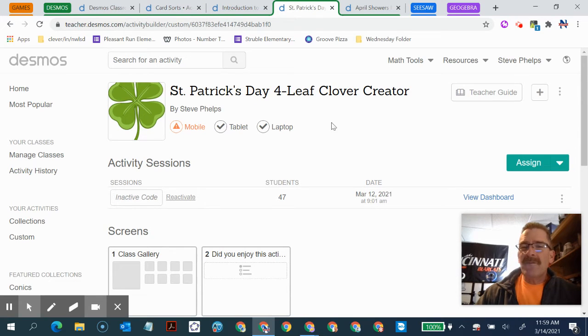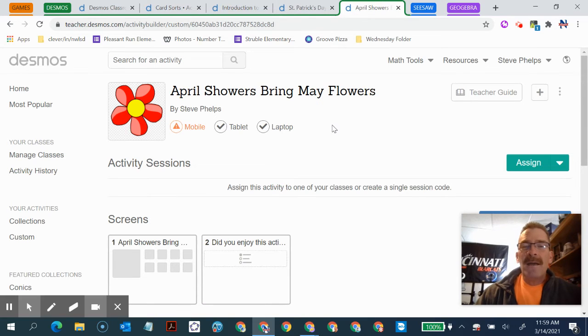In the meantime, there is this St. Patrick's Day 4-leaf clover creator. It's coming up Wednesday. And there's also an April showers bring May flowers activity. Same kind of idea, but now you're making flowers if you're interested. For the kindergarten teachers, we talked about Seesaw.